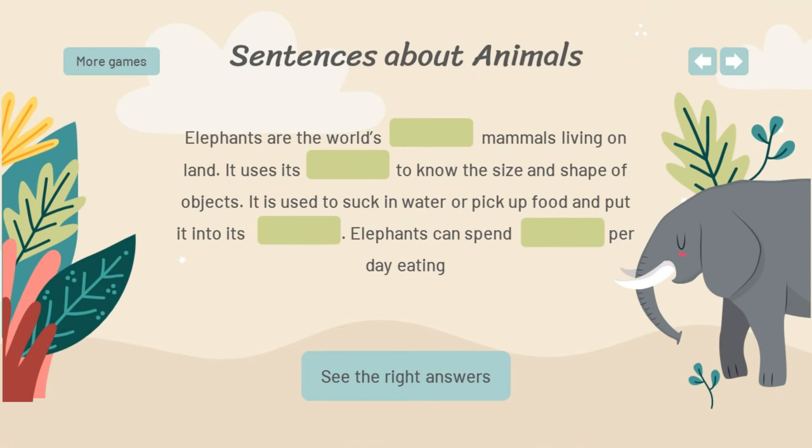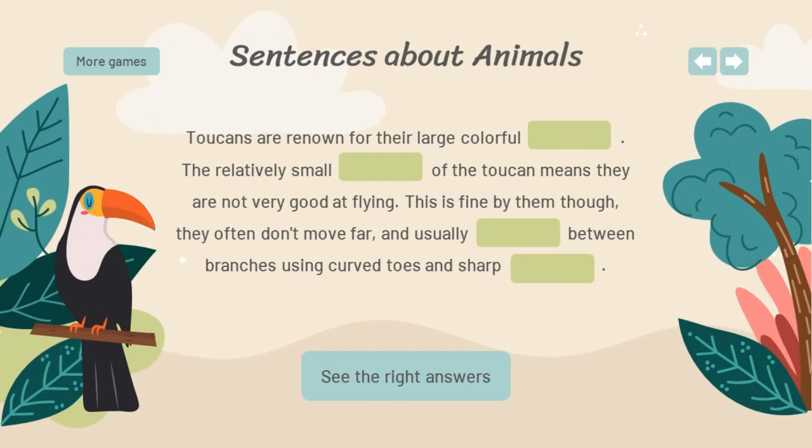The next animal is elephants. You can put the words below. 16 hours, mouth, trunk and largest. The next animal is the bird of tokens. You can also put the word below, wings, claws, bills, or hope.